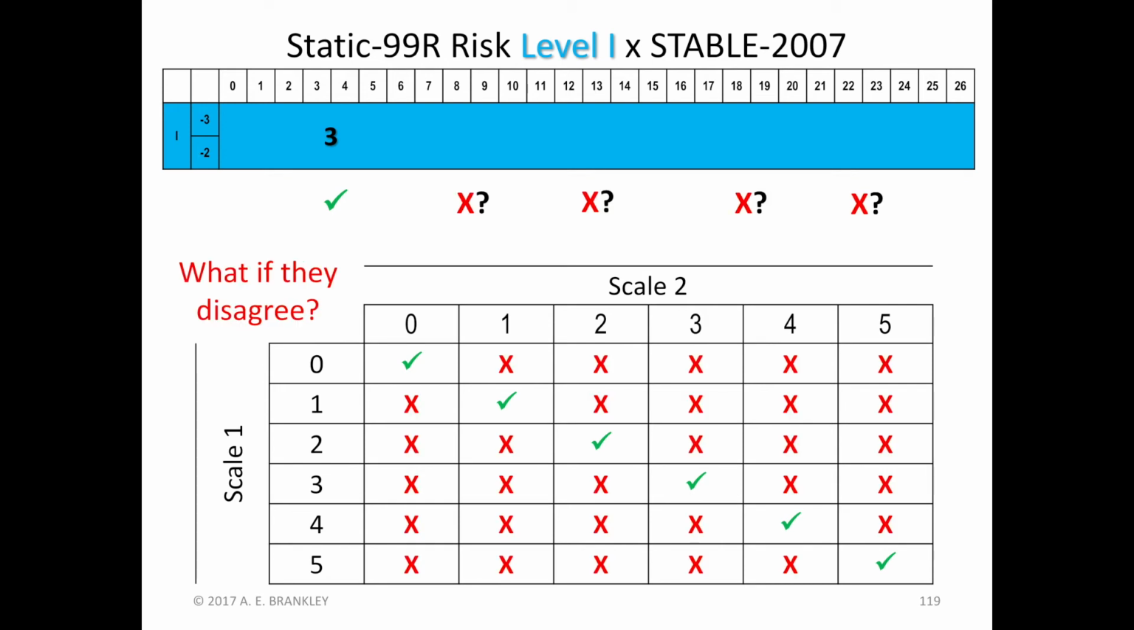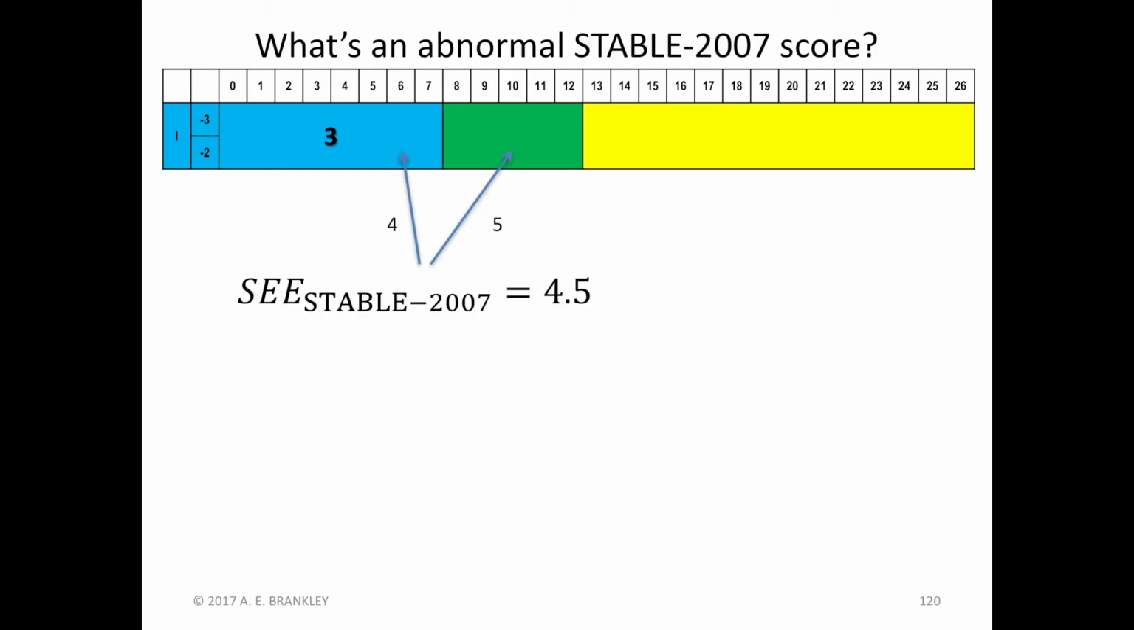However, at what point does a stable score tell you that the original static risk level is not optimal? How do we define disagreement? From linear regression, we used the standard error of the estimate, which is about 4.5 stable units. This is the amount of error in our estimated stable score, like a standard deviation. So if someone scores more than 4.5 stable units higher than 3, their high score is unlikely to be due to random measurement error. So we made decision boundaries at 4 and 5 units so we don't get into half scores on the stable.